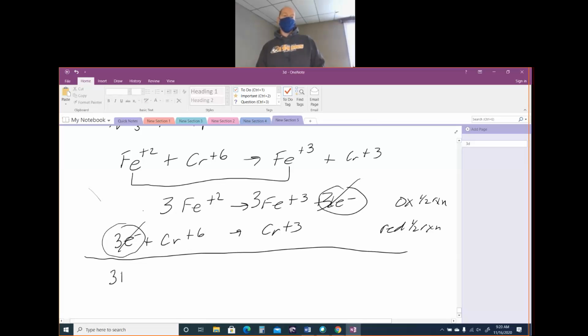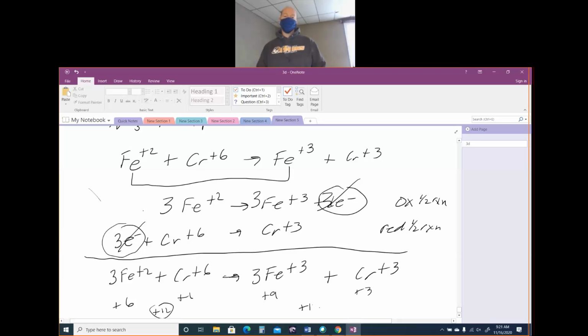And then we have the 3 electrons, cancel the 3 electrons, and we have our balanced chemical reaction, which is an oxidation reduction, 3 Fe plus 2s plus Cr plus 6 yields 3 Fe plus 3s and a Cr plus 3. And when you're done, you should check to make sure the charge on both sides is the same. So 3 Fe plus 2s, that's plus 6, and another plus 6. You got plus 12 on this side. On this side, you got 3 plus 3s, that's plus 9. You got a plus 3, and that is also a plus 12. All right, and so your charge on both sides would be the same.